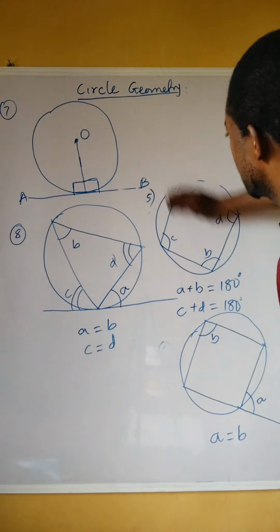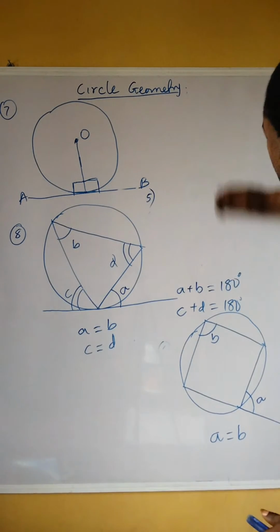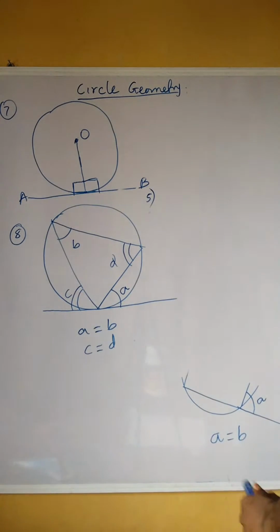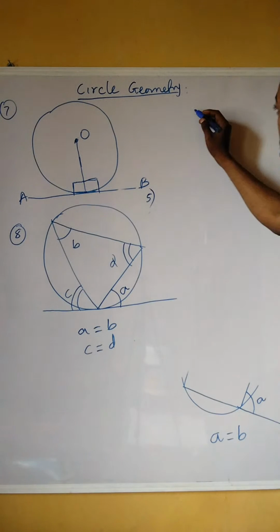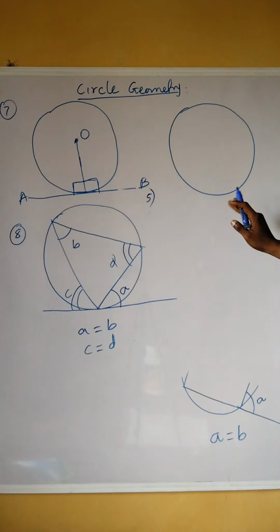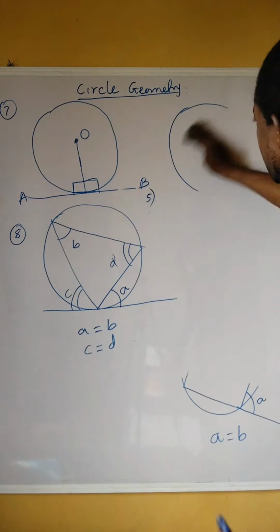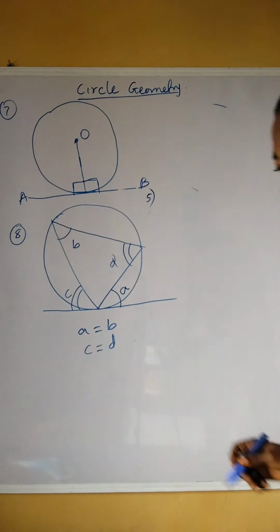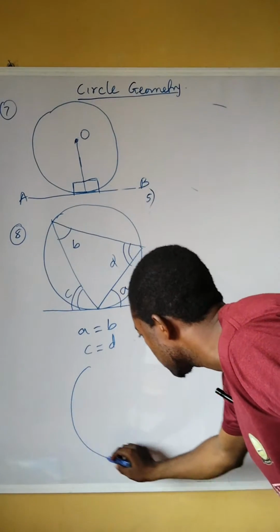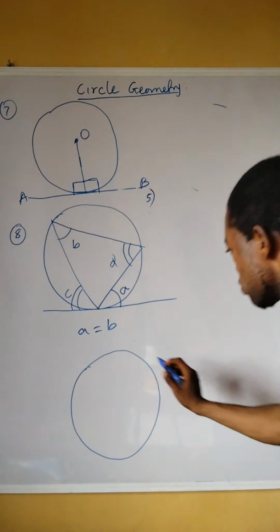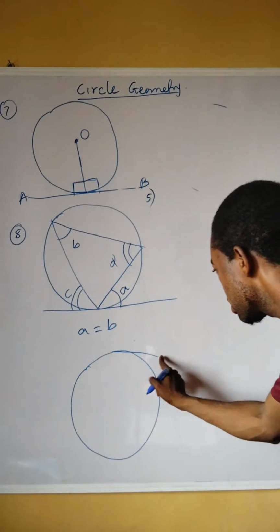Now, let's consider the next tangent theorem. This tangent theorem states that when two tangents are drawn from an external point, here we have a circle, and with this circle, it has two tangents drawn from an external point. Okay, I can manage to draw it here. So we have this circle here, and with this circle we have two tangents coming from an external point.